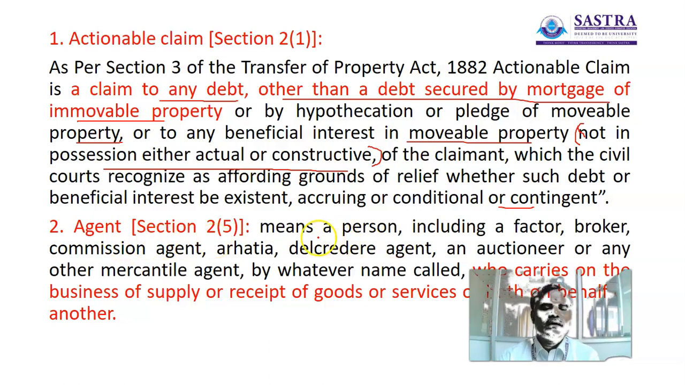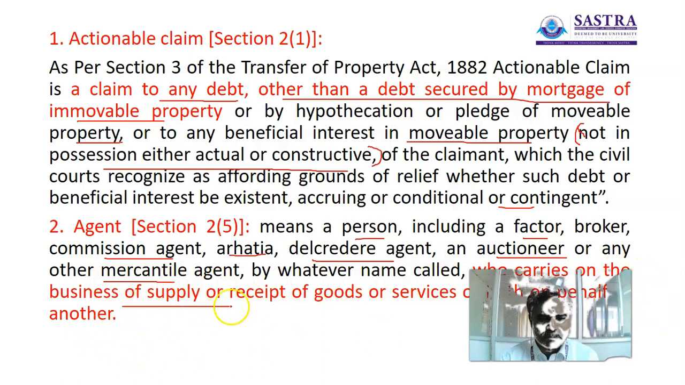Then the second definition is agent, Section 2(5). Who are all agents? Agent means a person including a factor, broker, commission agent, Arhatia, del credere agent, an auctioneer or any other mercantile agent, by whatever name called, who carries on the business of supply or receipt of goods or services or both on behalf of another.